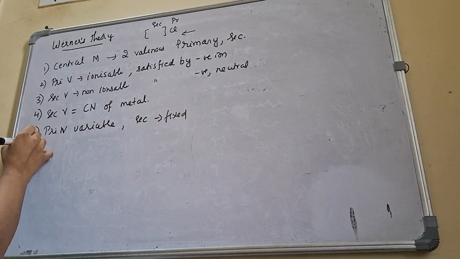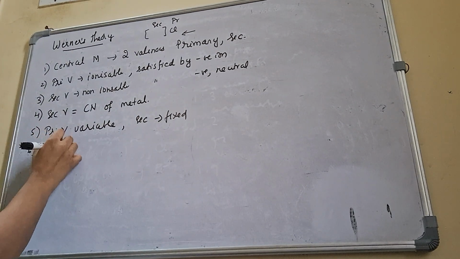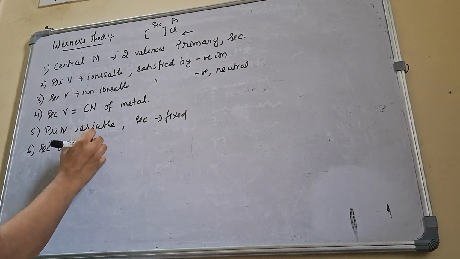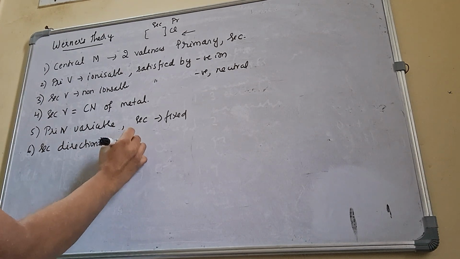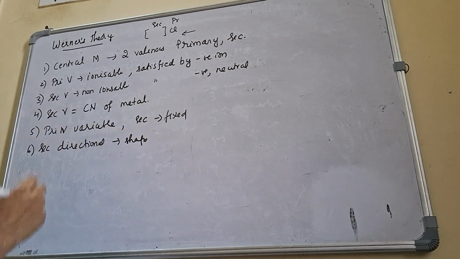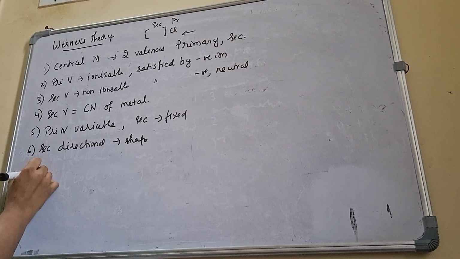Okay, and the secondary valency is also directional. Why? Because you have seen geometry based on the coordination number. You can have a specific geometry: square planar, octahedral, tetrahedral and all that, right? So it is directed in space and it gives you a particular geometry, the shape is given, that is decided by the secondary valency.